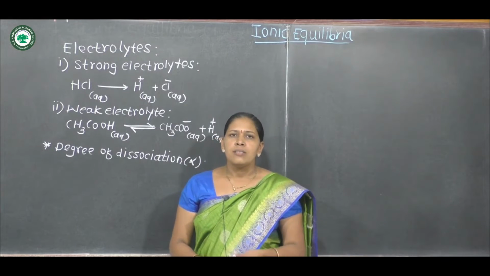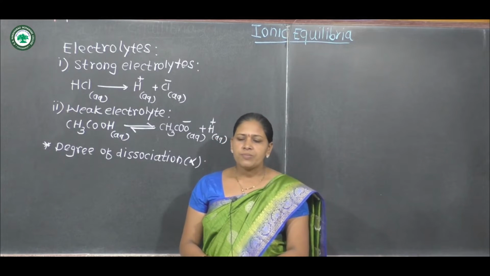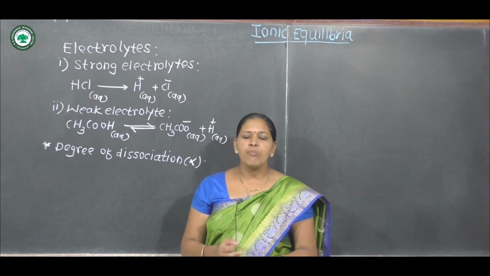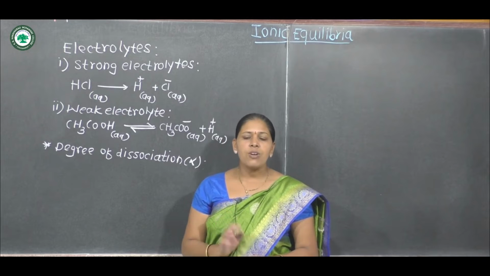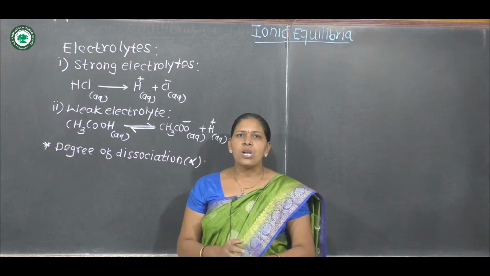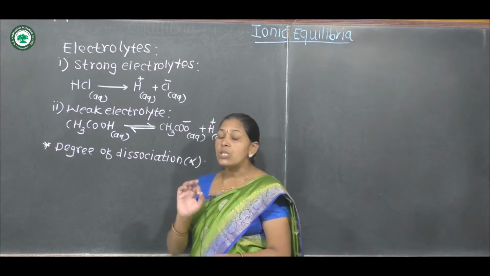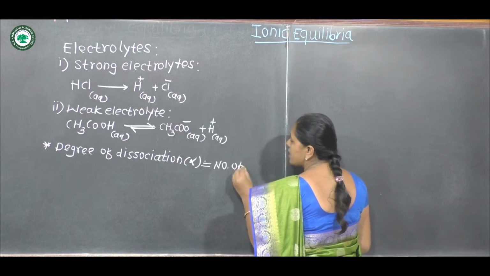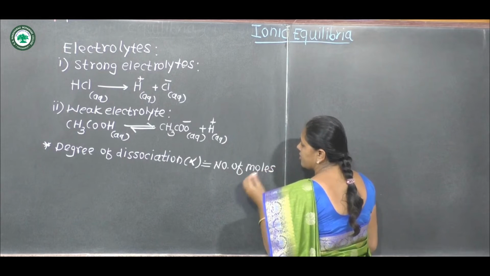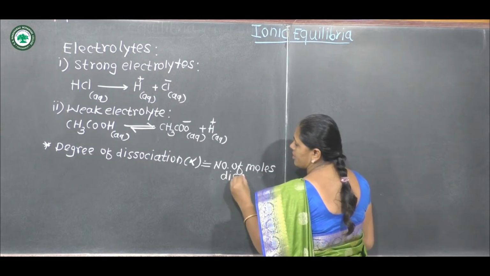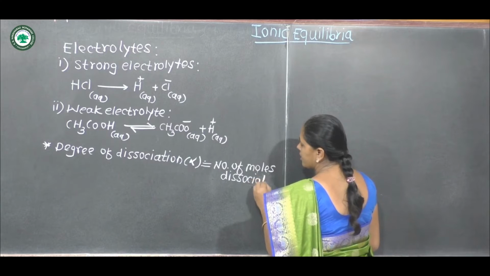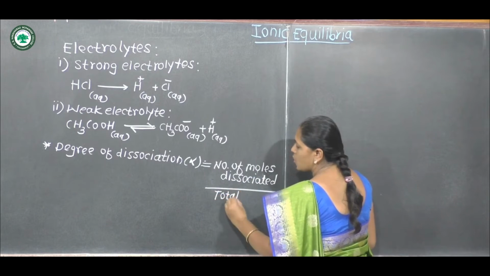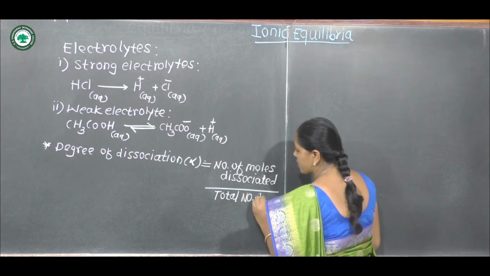What is the percentage dissociation? What is alpha? What is the formula for calculation of alpha? Alpha is called the degree of dissociation. Then alpha is equal to the number of moles dissociated divided by the total number of moles.